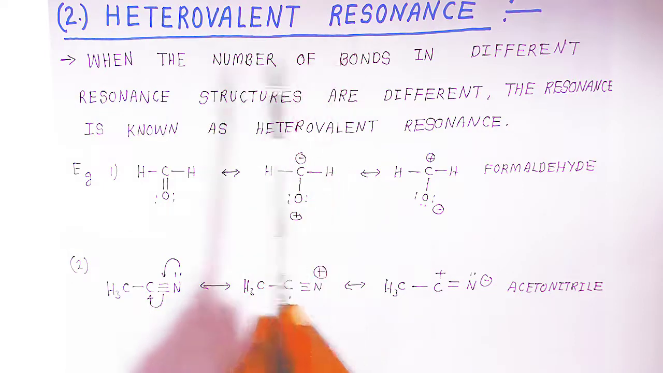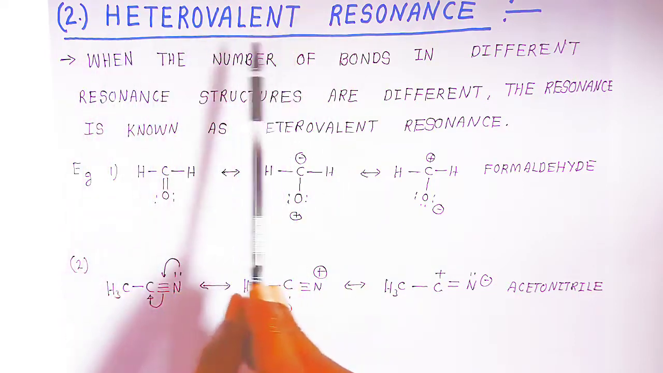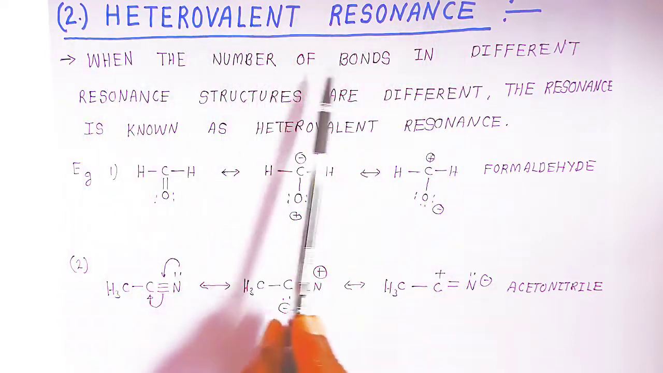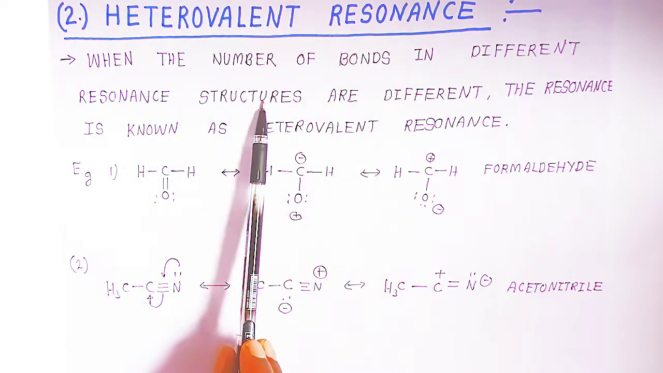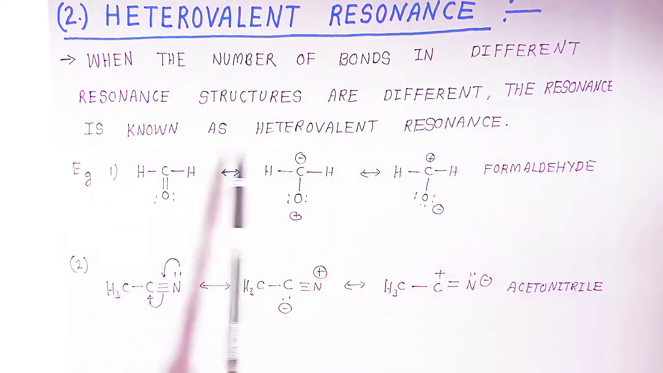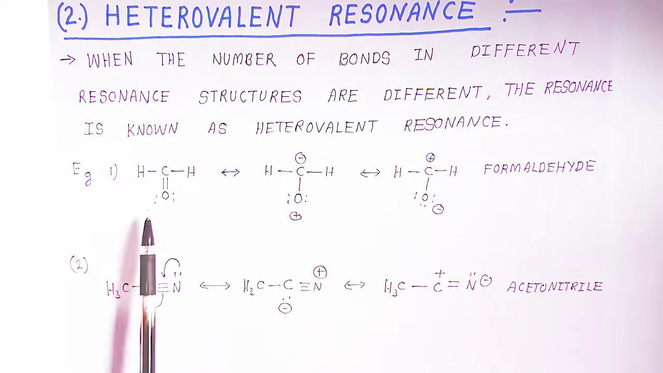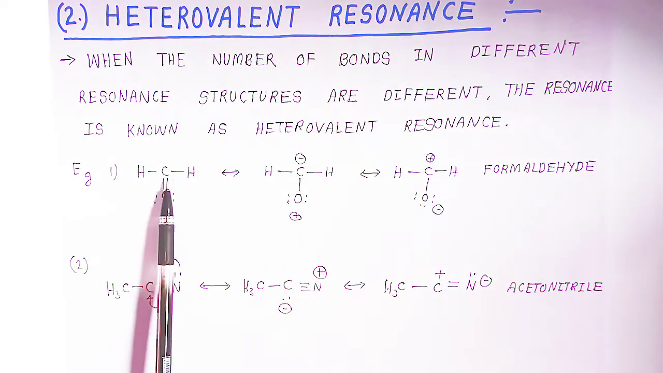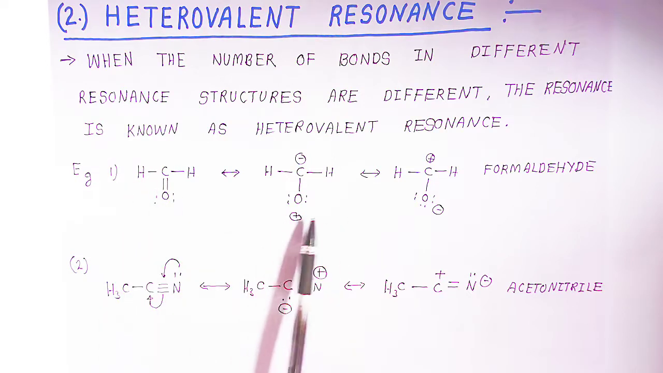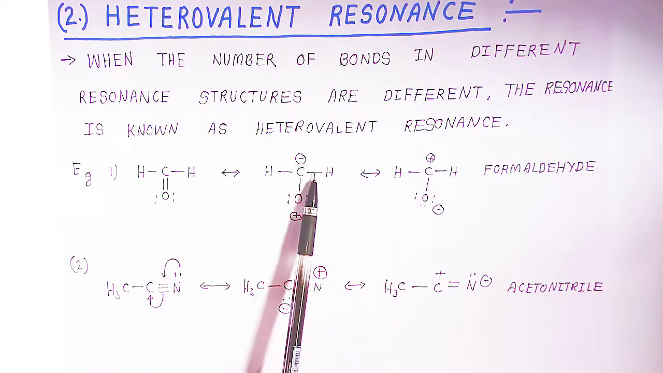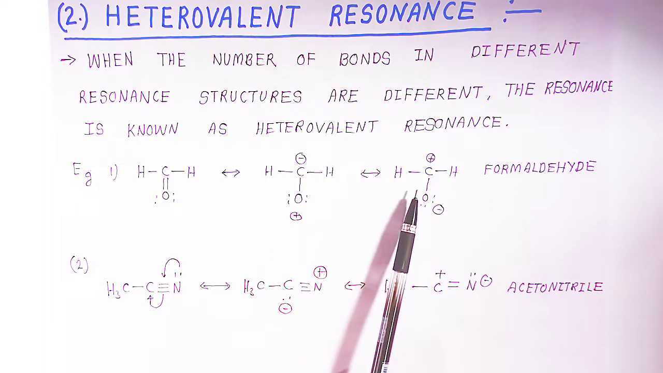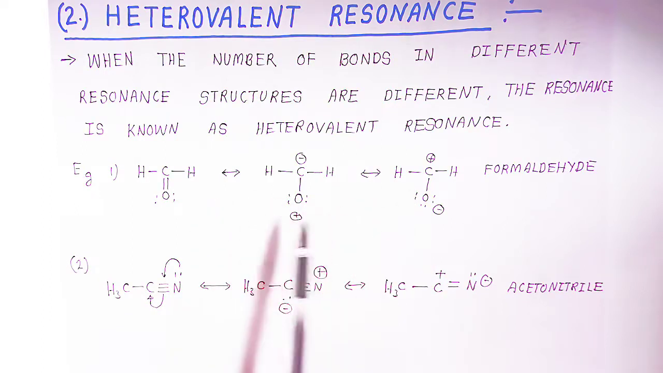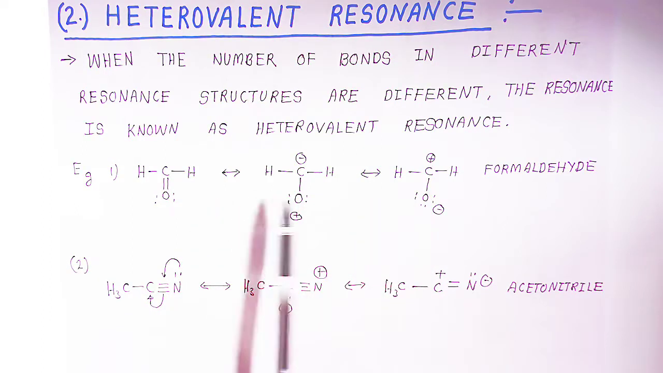Now the second type of resonance we are going to see is heterovalent resonance. When the number of bonds in different resonance structures is different, the resonance is known as heterovalent resonance. Now when you see this, this is formaldehyde. Here how many bonds do we have? One, two, three, four bonds. But when you see the hybrid structure, the real bonds you can see are only three. That is why it is called heterovalent resonance. These two are the resonating structures of formaldehyde.